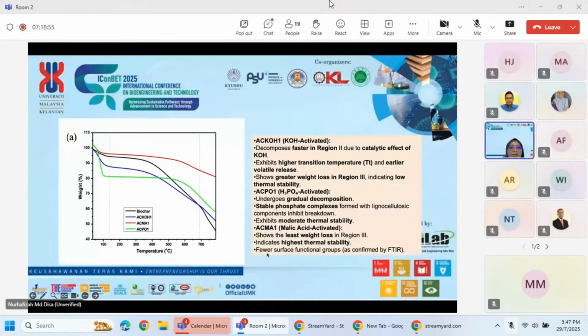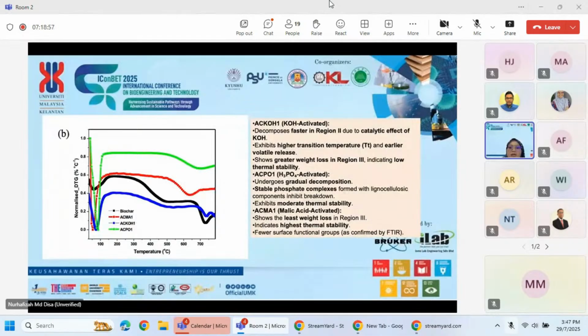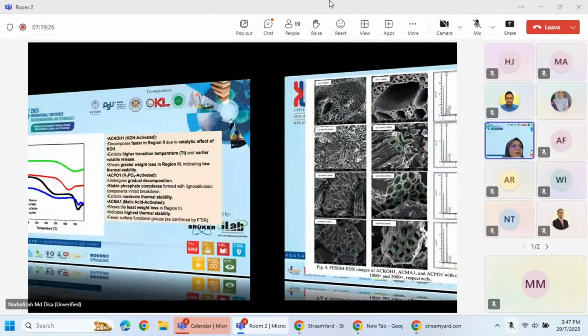For the DTG itself, I can summarize that it follows the trend that we showed in the TGA, whereby the ACKOH is lower than the other samples. Okay, moving towards surface morphology.